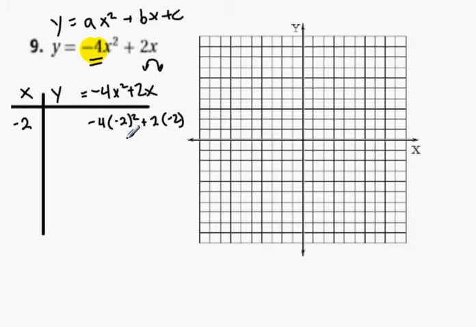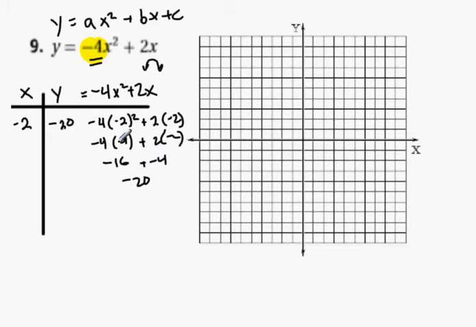Alright, so using our order of operations, we perform the exponent first, so I go negative 2 times negative 2, which gives me a positive 4. So I go negative 4 times 4 plus 2 times negative 2. Now, performing multiplication before addition, this becomes negative 16, and 2 times negative 2 is negative 4, and then adding these two terms together, I wind up getting negative 20. So when x is negative 2, y is negative 20.